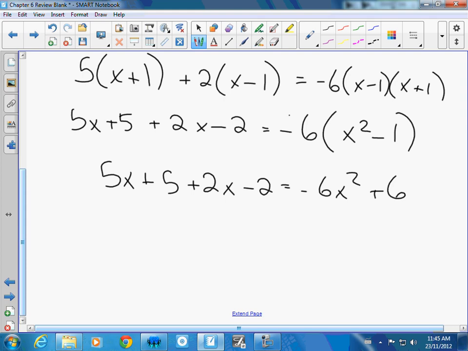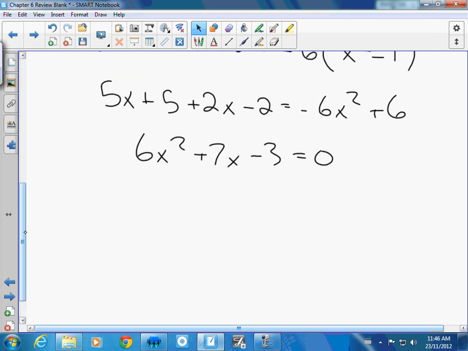Now, can you collect like terms and make it equal to what? 0. More than likely, you're going to make it equal to 0. So the negative 6x squared comes over, and it becomes positive 6x squared. Then 7x, since it's already there. 5 minus 2 is 3. Bring the 6 over, it's negative 3 equals 0. Is that correct?